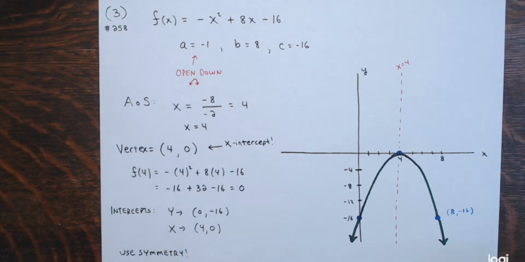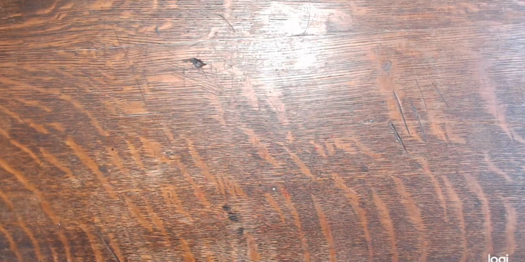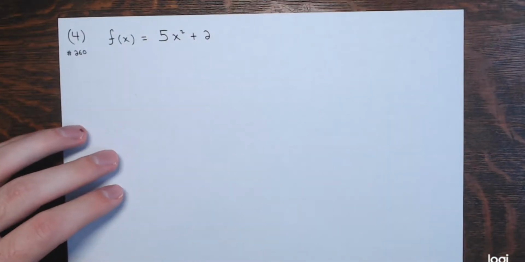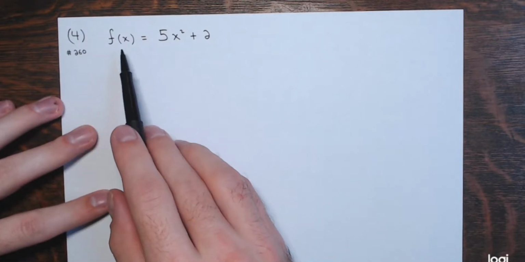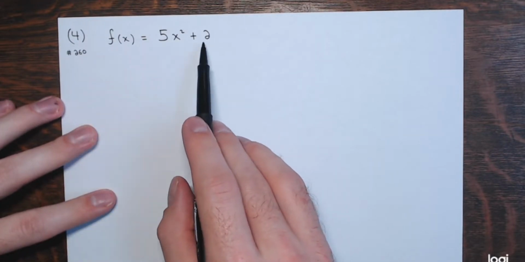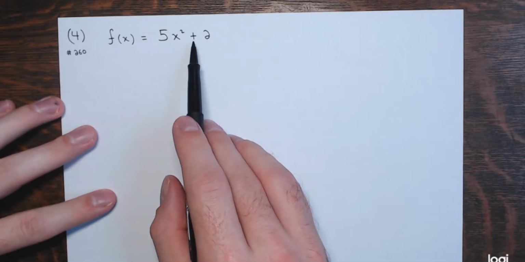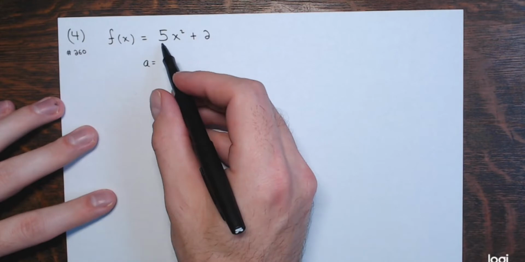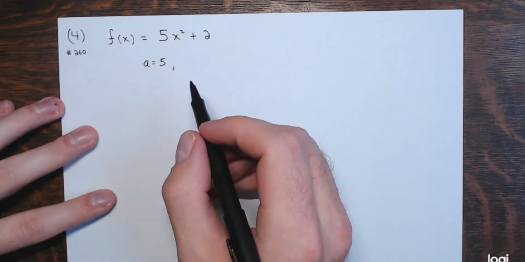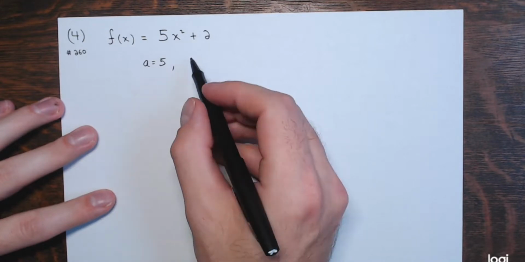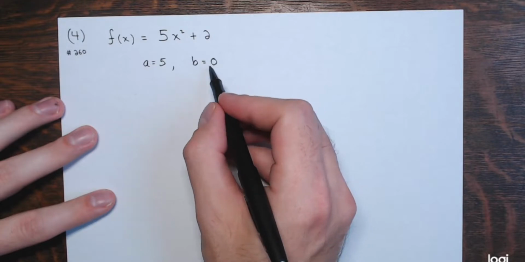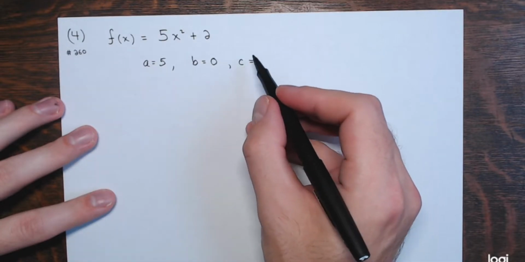All right. Next question, same stuff every time. So this is again in that form, f of x or y equals ax squared plus bx plus c. Notice there's no x term. So all that means is, a is positive 5, the coefficient of x squared, and b is 0, there's 0x, so the linear coefficient is 0. And then c is the constant term, positive 2.